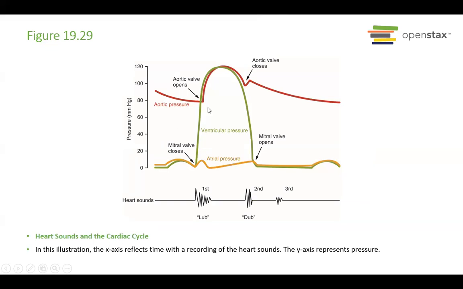Heart sounds on the cardiac cycle. We talked about the heart sounds. We said that when both the atrioventricular valves close, the mitral valve shuts, and the bicuspid valve shuts. Is that lub or dub? That's lub. Dub is when you have the shutdown and the closure of the semilunar valves.